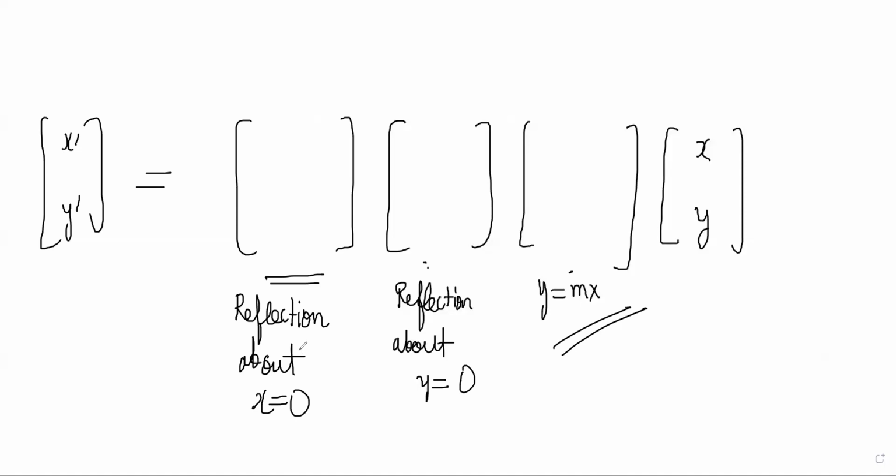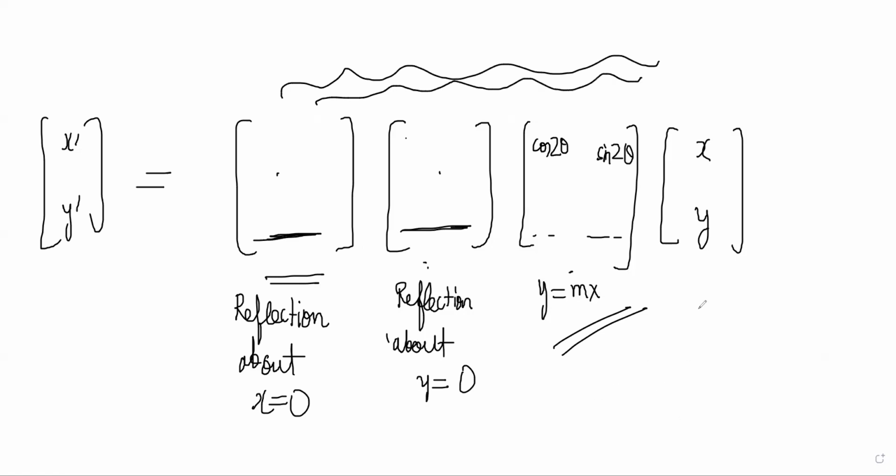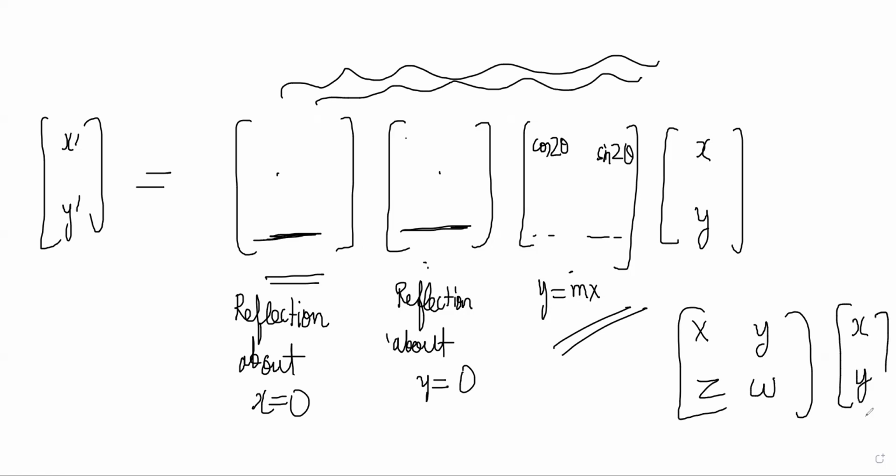If you have a situation like that, you need to know your transformation matrix here, cos 2 theta, sine 2 theta, and then you need to multiply that with all the other matrices that you have found: the reflection about the y-axis and the reflection about the x-axis. The overall effect, in order to find the final position, is the same as if you multiply all of these three matrices. You will get a final matrix, some x, y, z, w, which has to be multiplied with x, y.